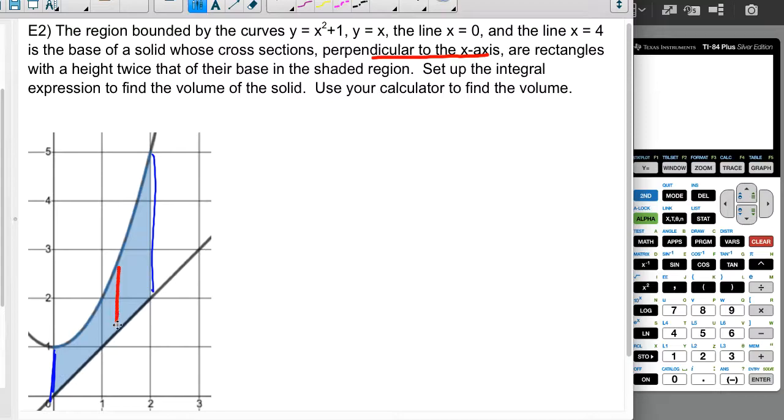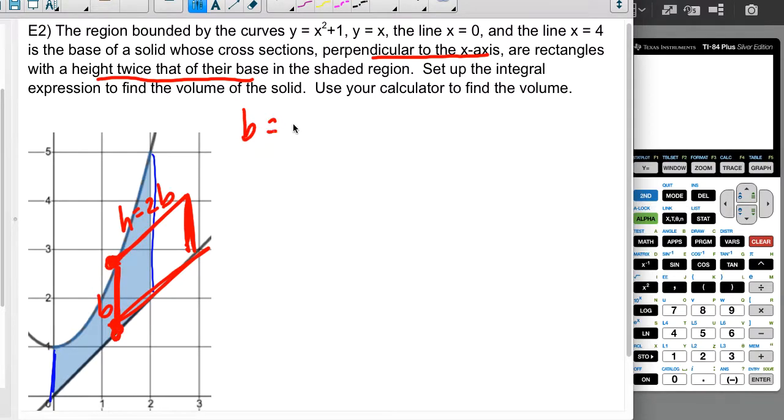So somewhere in here, I pick a random spot to draw my dish. Whatever this dish is, it has a base, and it has a height that is double the base. Whatever this base width is, the height is twice that of the base. So I look at this base, and I realize that I can write this base as the top curve minus the bottom curve.